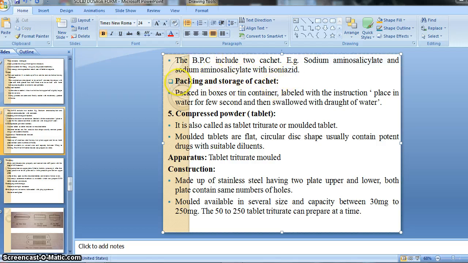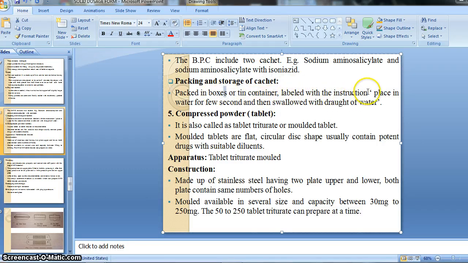Then our next topic is packaging and storage of sachet, means how to pack the sachet and how it should be stored, right? It is necessary that the sachets be packed in boxes or in a tin container, right? Boxes or a tin container.